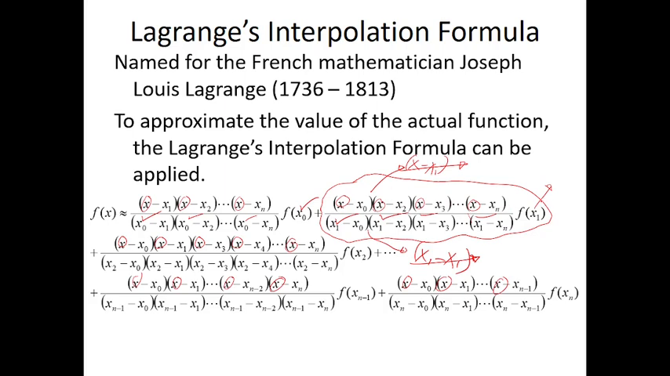All right. So if this is x sub 1, we're not allowed to have x minus x sub 1 or x sub 1 minus x sub 1. If this is x sub 0, we're not allowed to have x minus x sub 0 and x sub 0 minus x sub 0. That's the restriction. That's it. I hope you get the pattern.